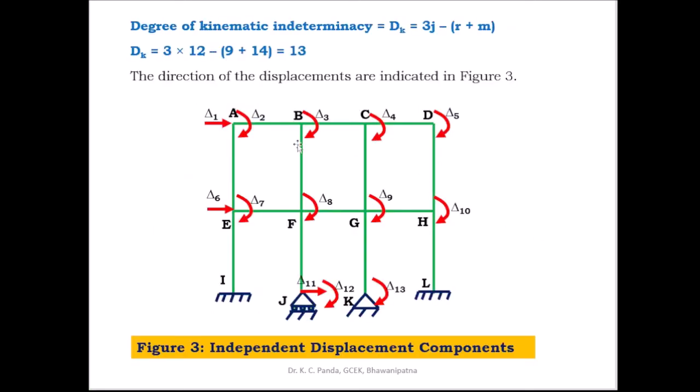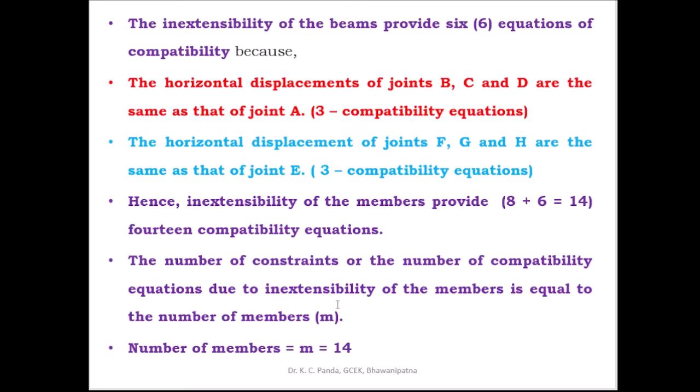So here you count the number of members: 1, 2, 3, 4, 5, 6, 7, 8, 9, 10, 11, 12, 13, 14. So the number of members, that is equal to the number of compatibility equation due to inextensibility of the members, that is equal to m is equal to 14.